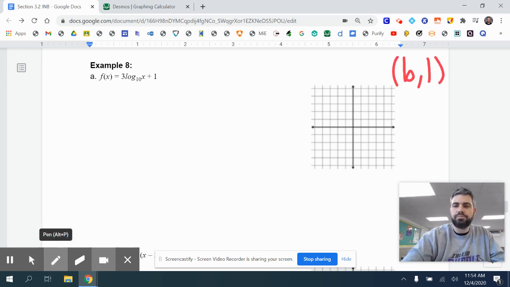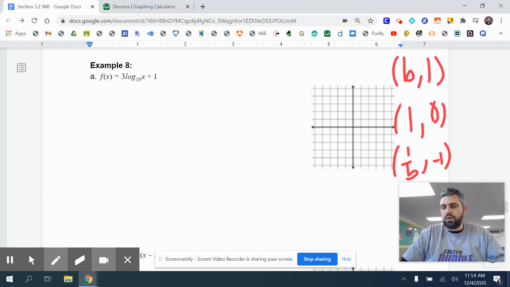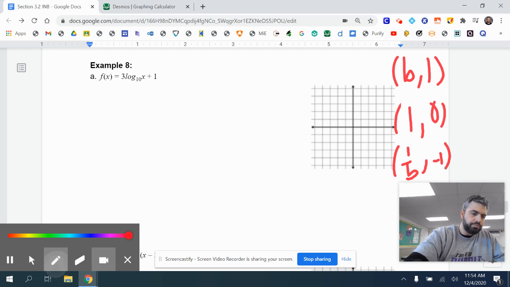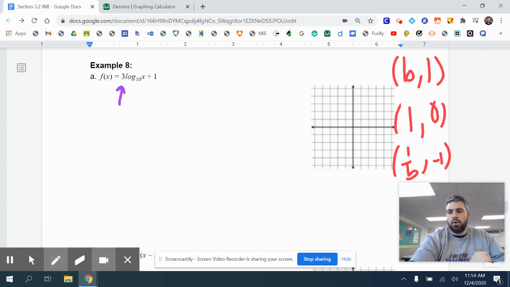So it's (b, 1), (1, 0), and then (1/b, -1), okay? So if we look at our points right here, I look right here. So this one has multiplying by 3, okay? So that means I'm going to take my y value, and I'm going to multiply it by 3, and then it's plus 1, so that means I'm going to take that y value and add 1 to it as well, okay? So I have 2 manipulations I have to do just to y, and the x values are going to stay the same for this one.